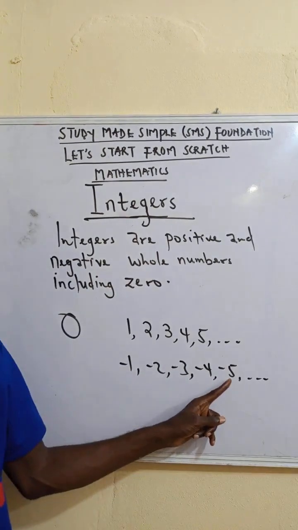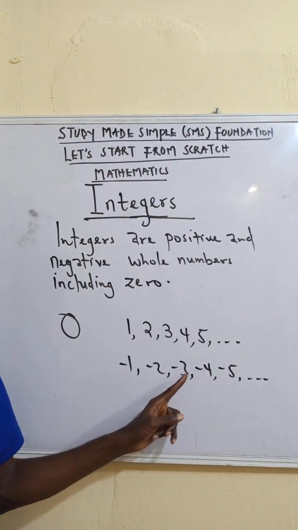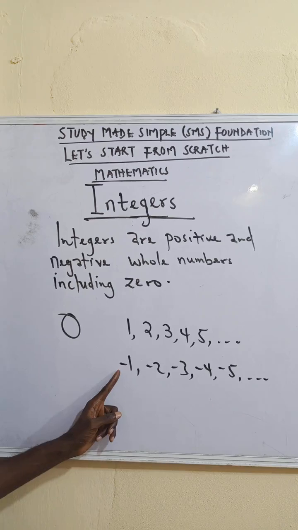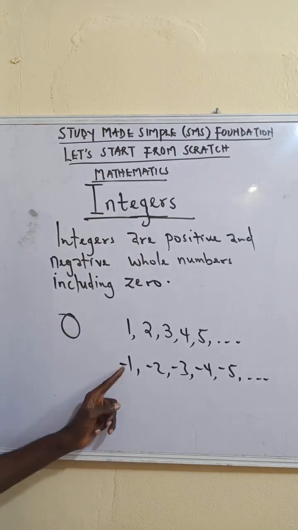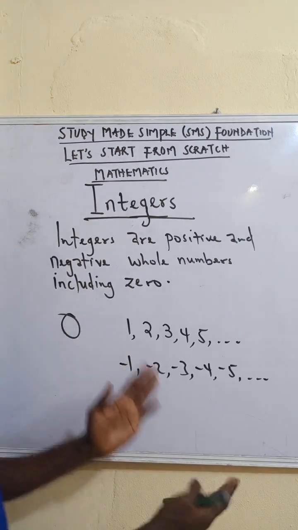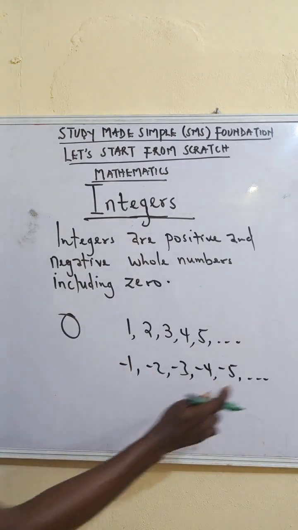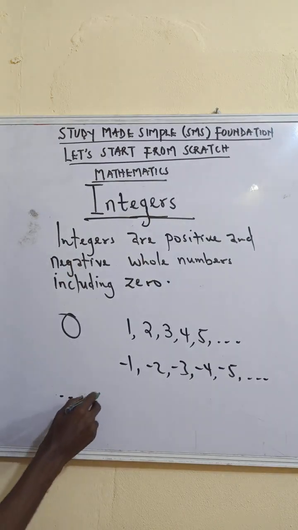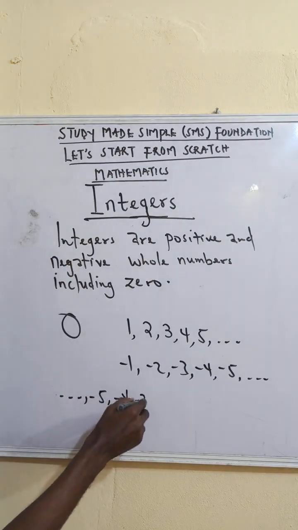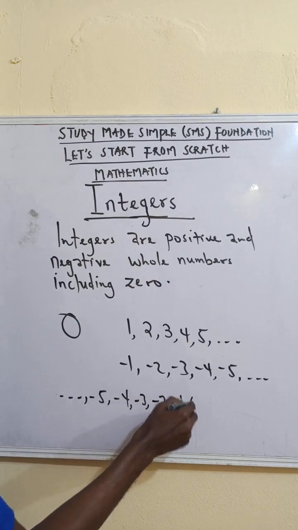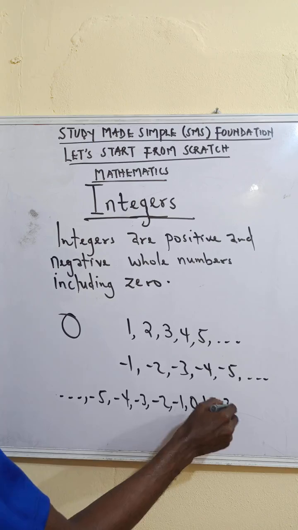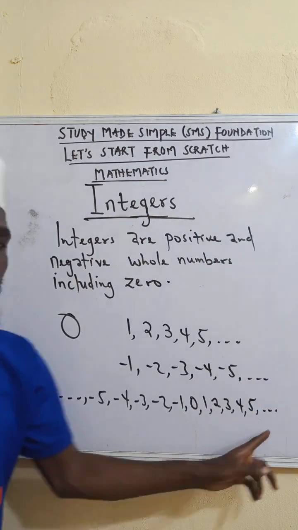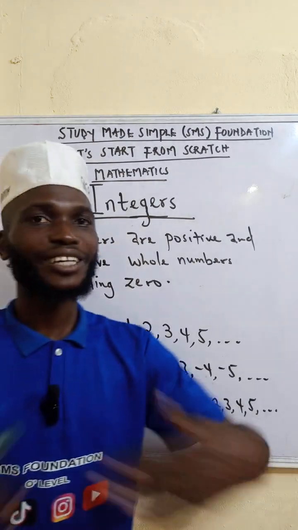Of course, -5 is less than -4. This is less than -3, less than -2, less than -1, and -1 is less than 0. So let's rearrange it the normal way. So -5, -4, -3, -2, -1, 0, 1, 2, 3, 4, 5, and so on. You can see that this set is coming from where we don't know, and it ends where we don't know.